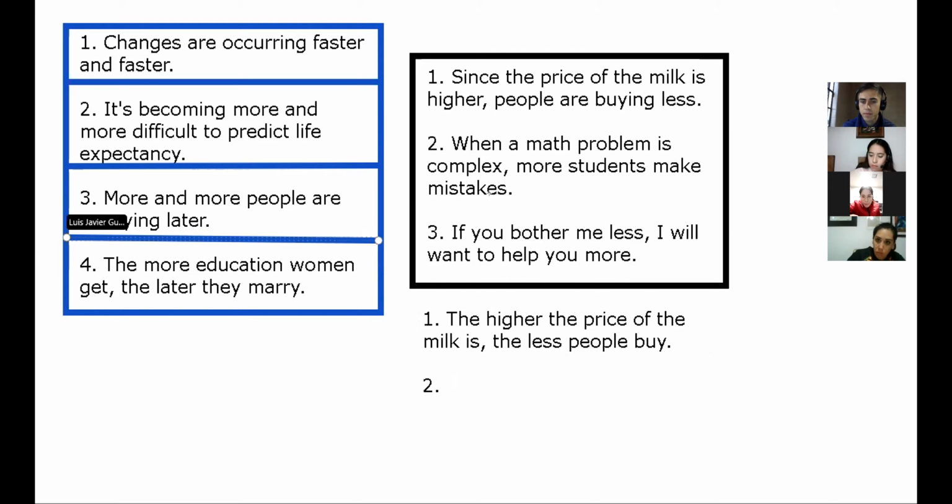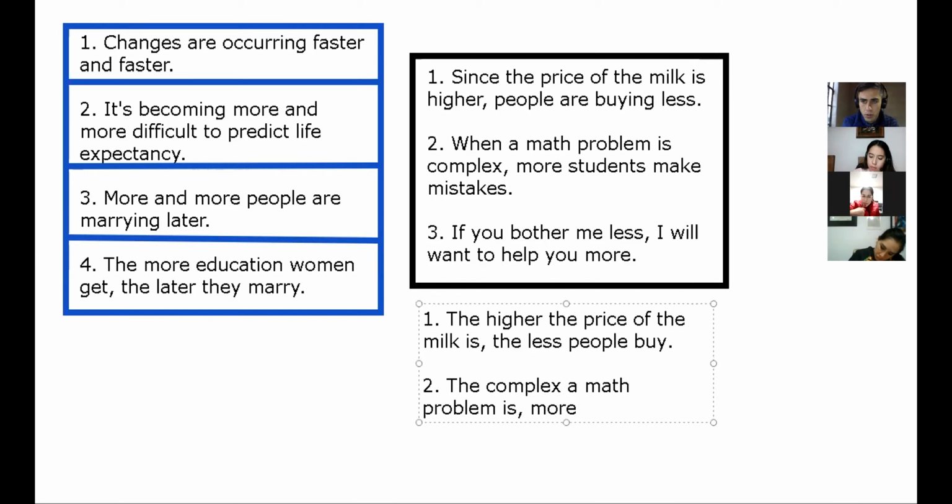The complex a math problem is, the more students make mistakes. Oh, okay. One more time, Isabel. The complex a math problem is, more students make mistakes. More students make mistakes. Okay, Isabel.